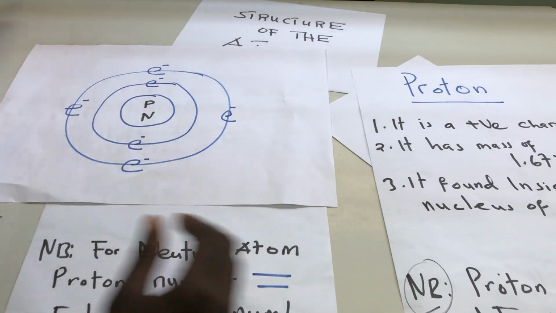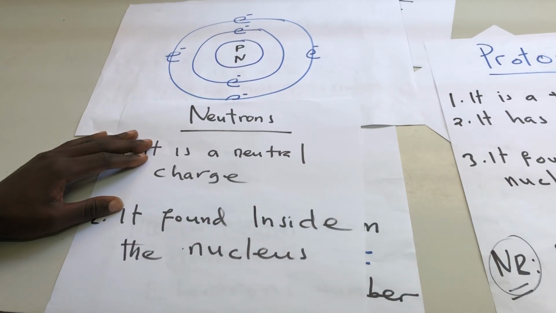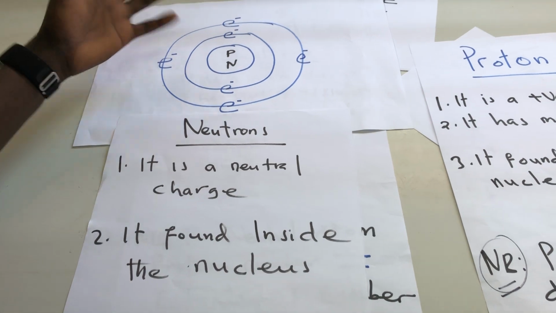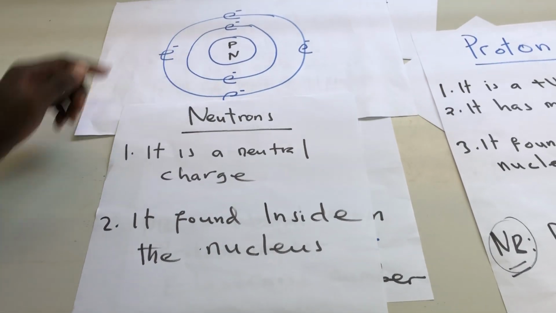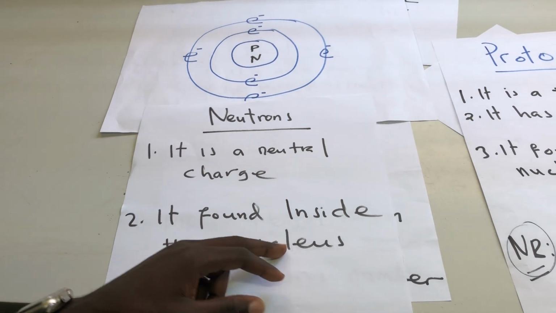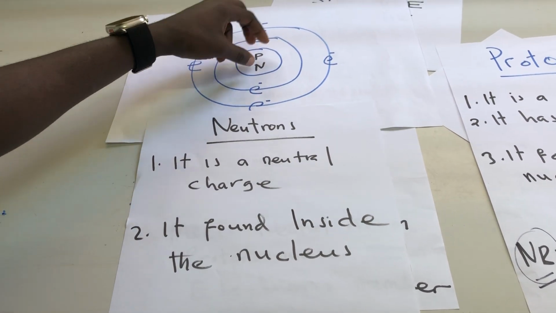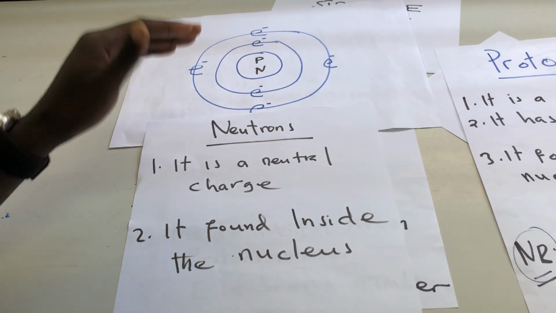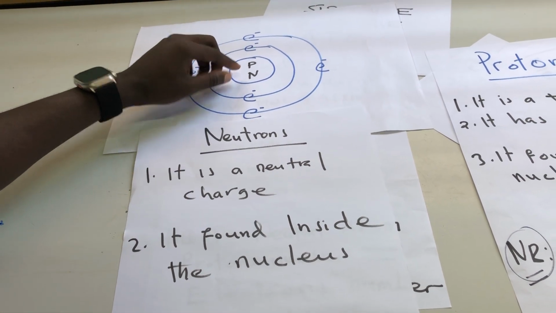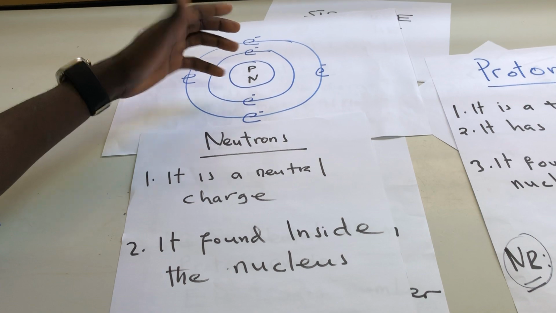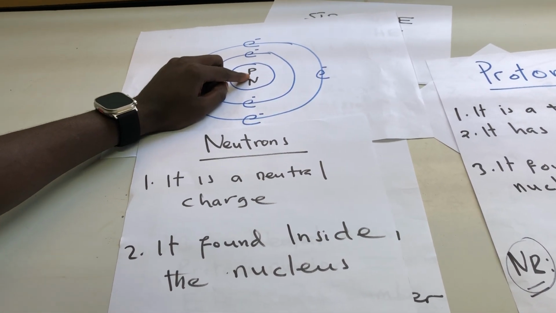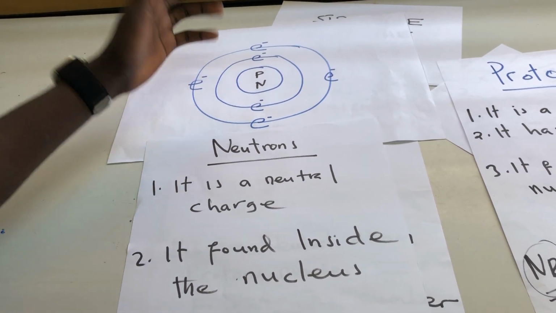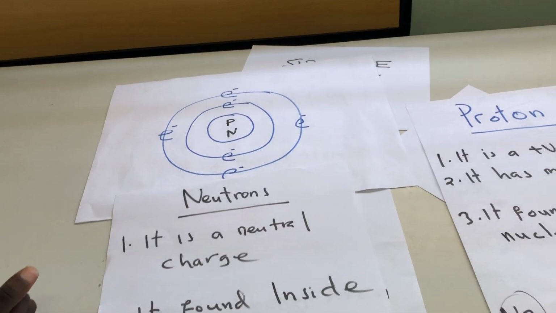And lastly we have neutrons. Neutrons have a neutral charge. It is not positive or negative, it is neutral. Also it is found inside the nucleus, meaning neutrons are found inside the nucleus of an atom and not outside the nucleus. But also the mass of neutrons is significant, near to that of protons. Sometimes it can be slightly larger than that of protons. So that's all about neutrons.